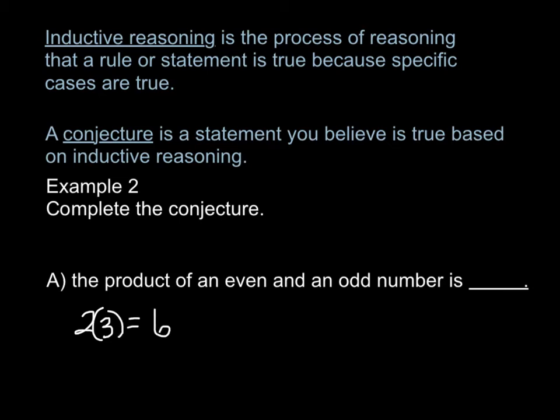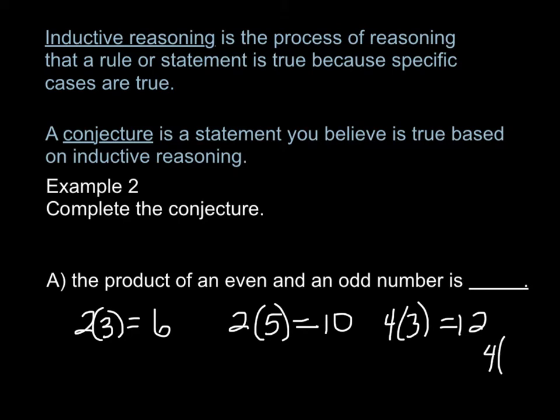Here we get 6. Okay? 2 times 5. Even and odd, that gives me 10. Even and odd, that gives me 12. 4 times 5, that gives me 20. So, the product of an even and odd number is what? Your conjecture then would be that it's even. Because each of these examples that you picked using inductive reasoning, that's the process. Your conjecture would be that the product of an even and odd number is even.